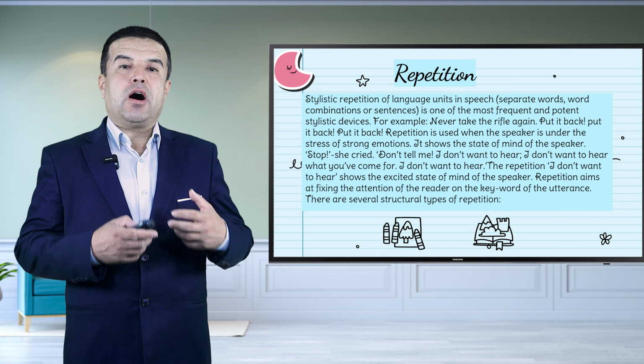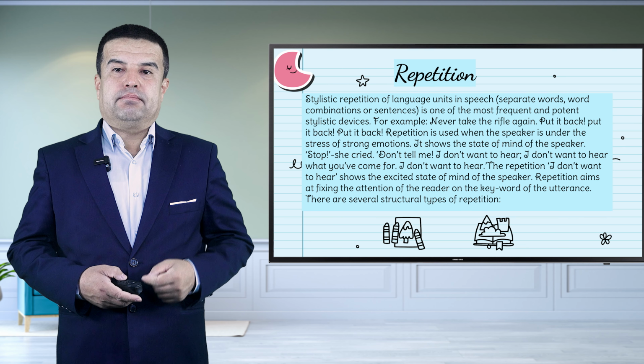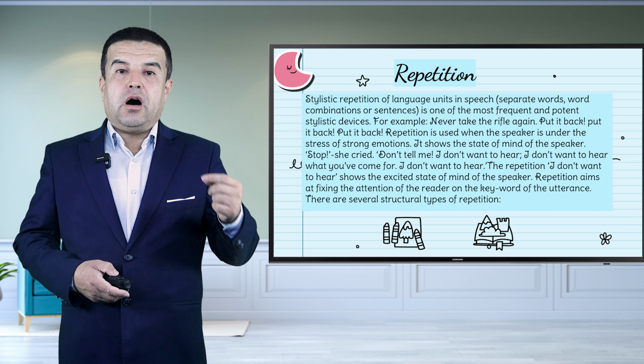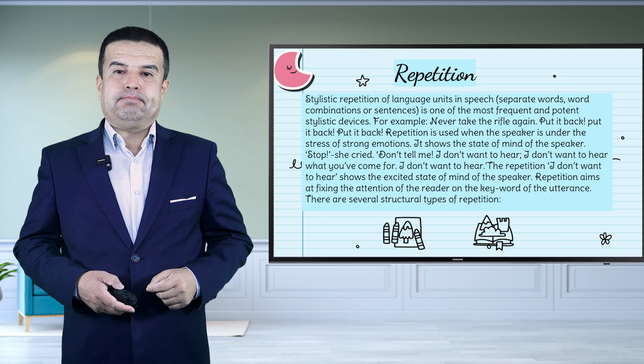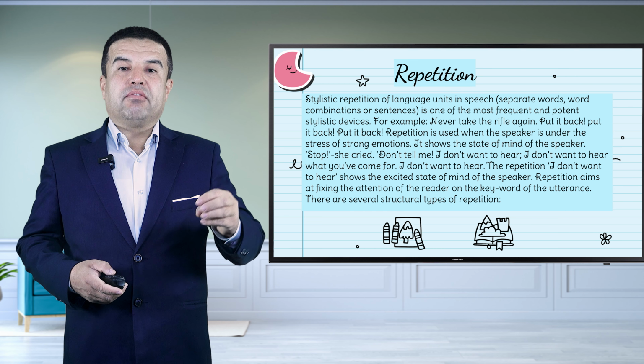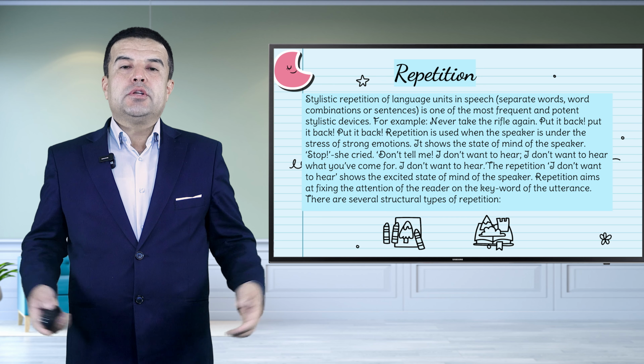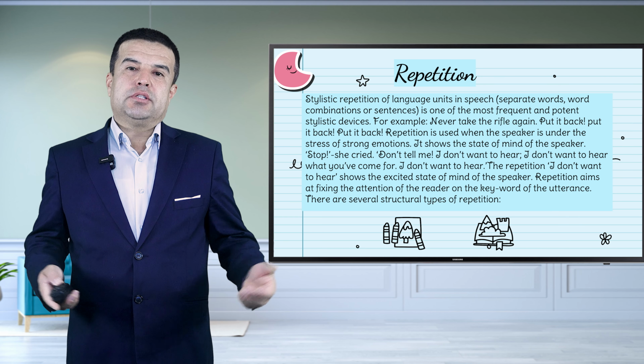Or, for example, "Stop," she cried. Or, "Don't tell me. I don't want to hear. I don't want to hear what you have come for." You see, this is repetition. "I don't want to hear" shows the excited state of mind of the speaker. Repetition aims at fixing the attention of the reader on key words of the utterance. There are some structural types of repetition.